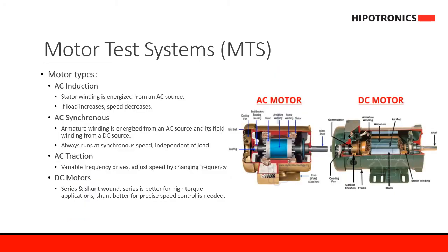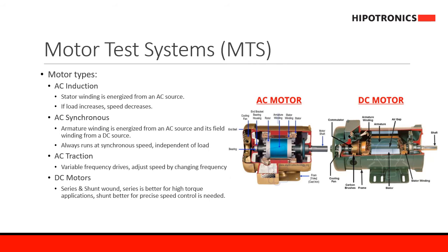On this slide, we can see the 4 different motor types, starting with the AC induction, where the stator winding is energized from an AC source. If the load increases, the speed decreases. The second type is the AC synchronous, where the armature winding is energized from an AC source and its field winding from a DC source. It always runs at a synchronous speed independent of the load.